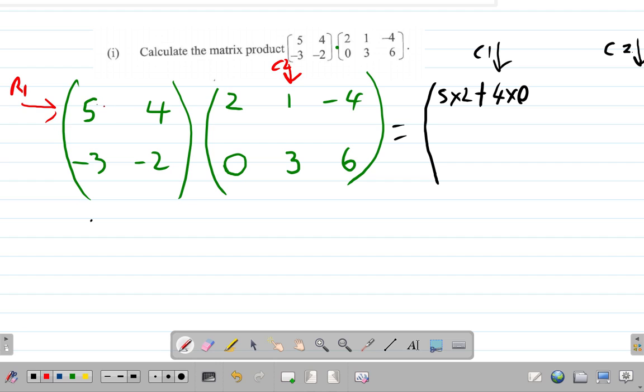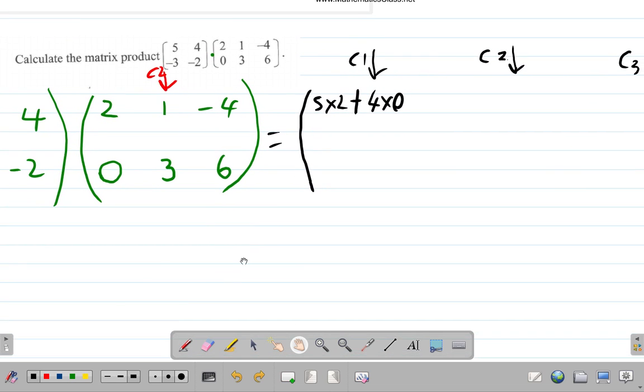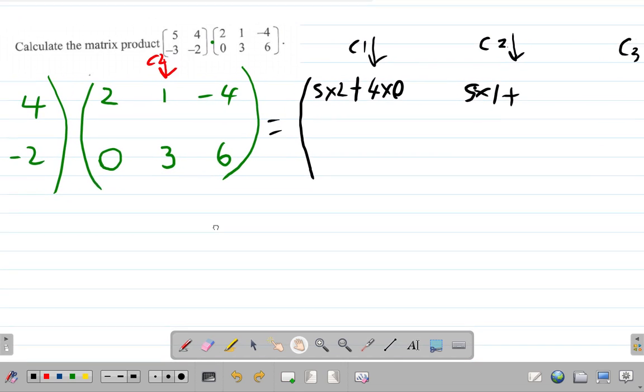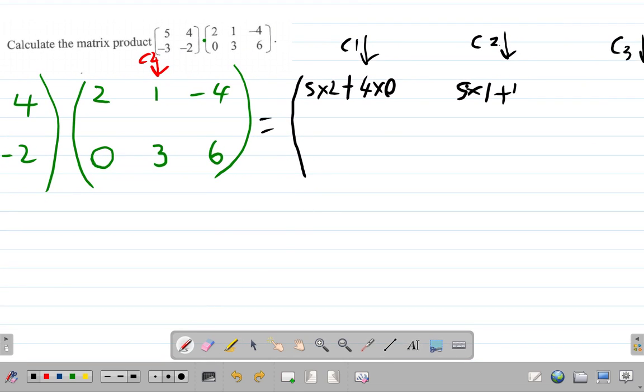First element in row 1 and first element in column 2. So that's going to be 5 times 1. So we have 5 times 1 plus second element in row 1 times second element in column 2. 4 by 3. So it is in row 1, column 2. 4 times 3.